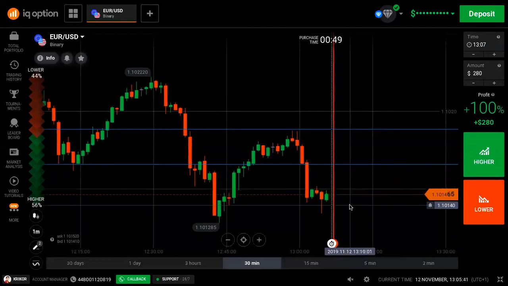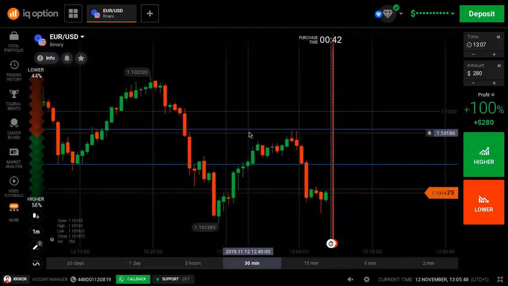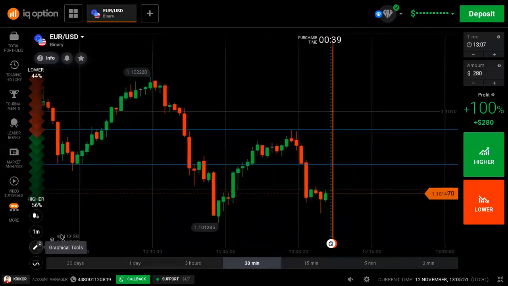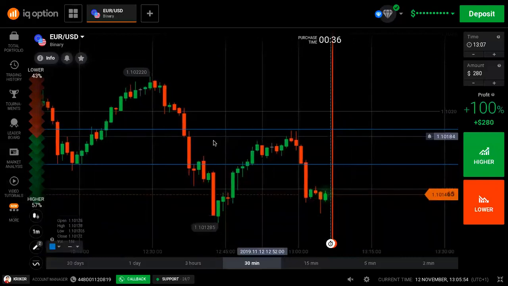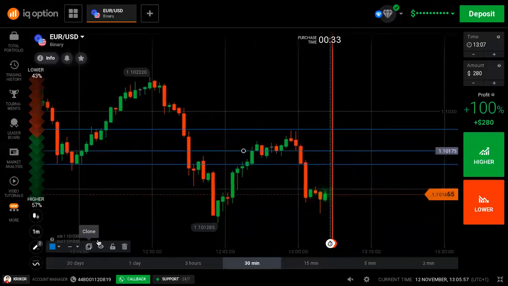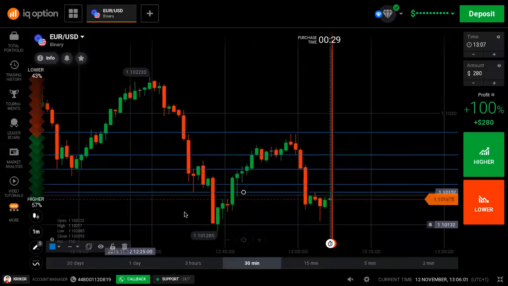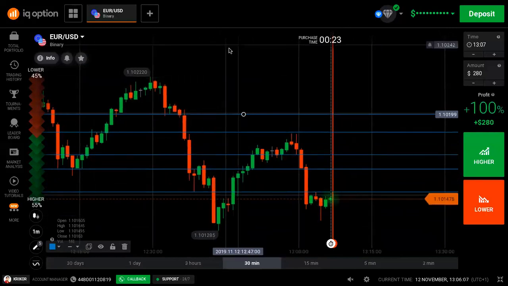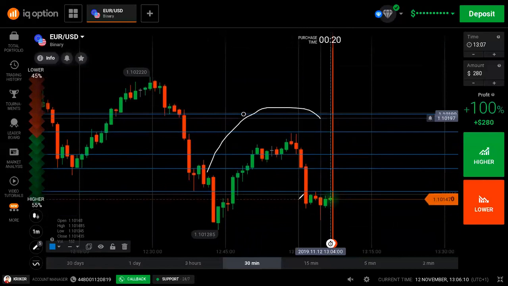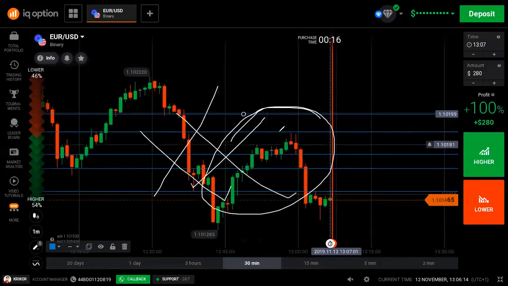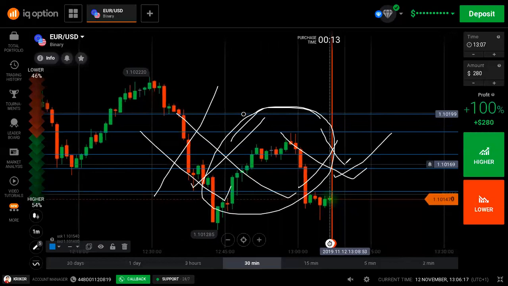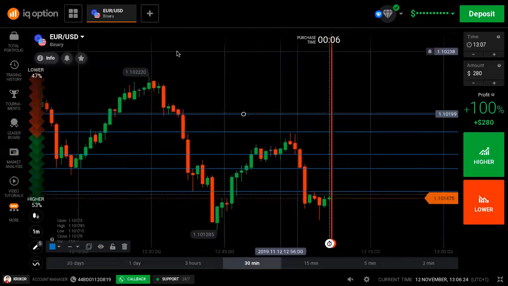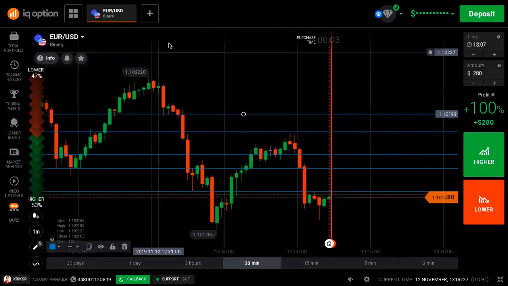One of the things you need to do with levels: when you draw your levels and you have too many levels in the market, maybe one level here, another level here, then another level here, then another level here. The moment you have a chart like this with too many levels, don't trade. It's not a good market when there are so many levels nearby. Go to another chart.